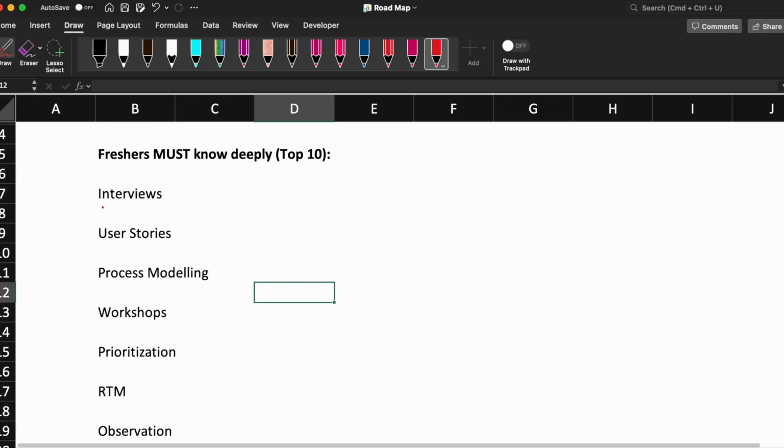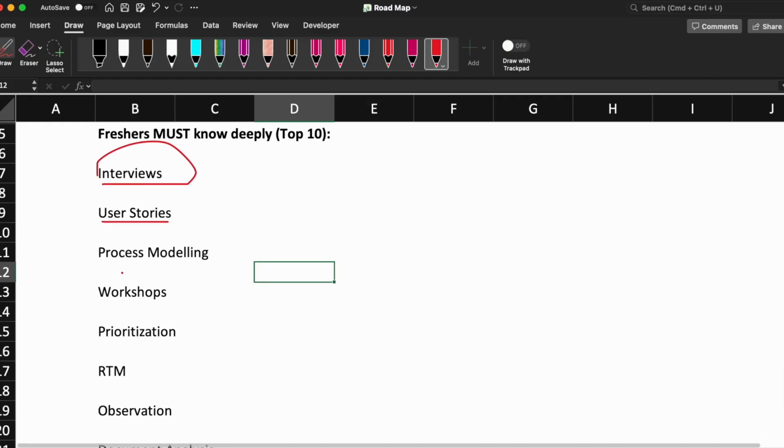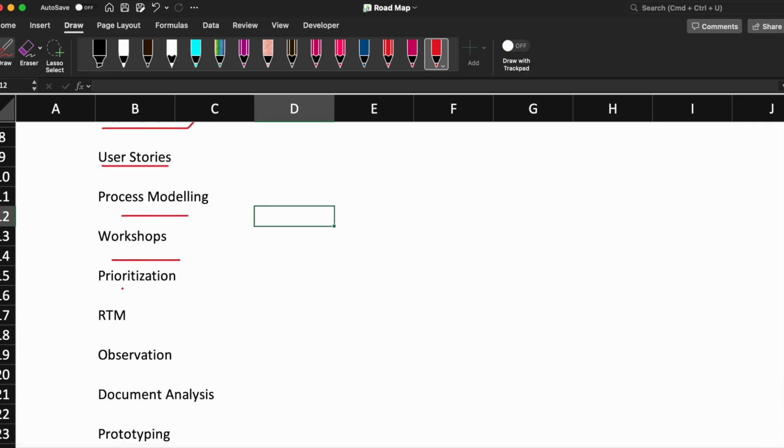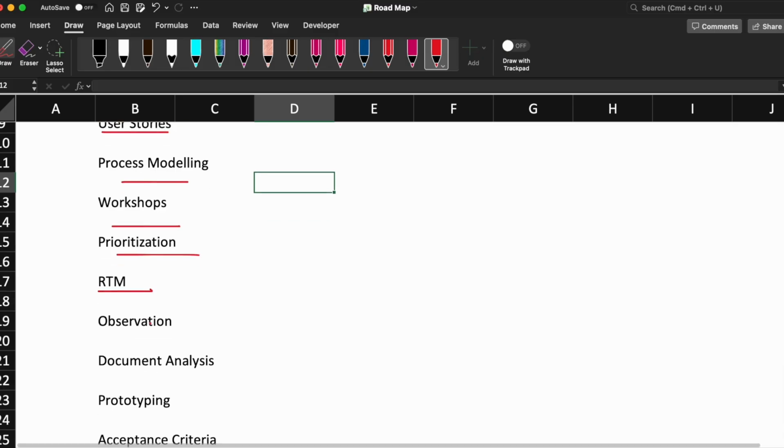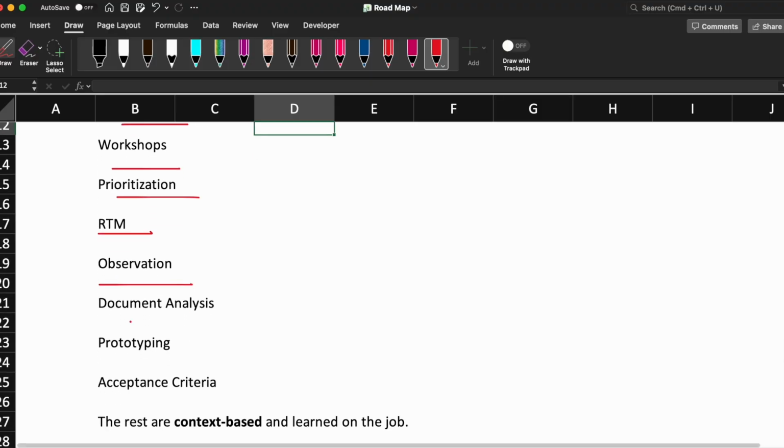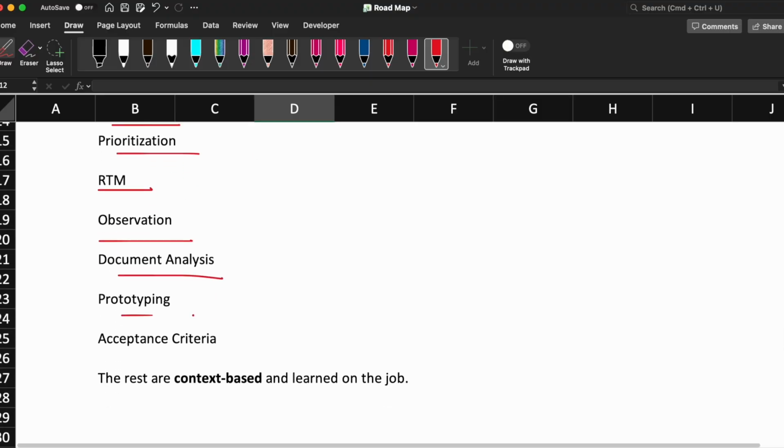Interviews: you should know how to do interviews. User stories: you should know how to write user stories. Process modeling: you should know how to do process modeling. Workshops, prioritization, requirement traceability matrix, RTM, observation, requirement document analysis, prototyping, and how to write the definition of done in a user story, which is the acceptance criteria.